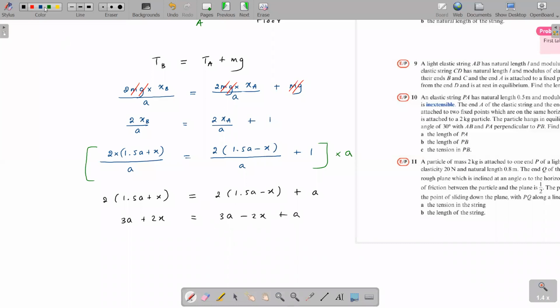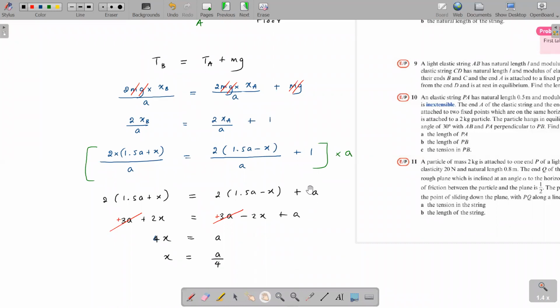I think you can see what cancels out. The plus 3a cancels out. And you get here what? 2x plus 2x, you get 4x. You get 4x equals a. Shall we make x the subject? You need to get x in terms of a. So x is a divided by 4.